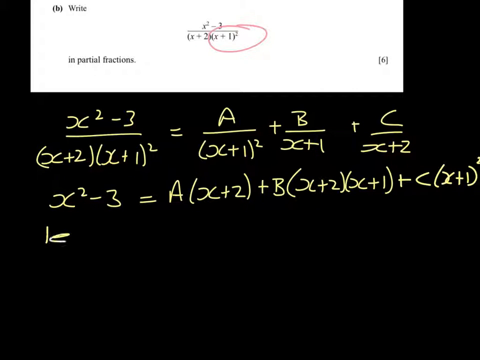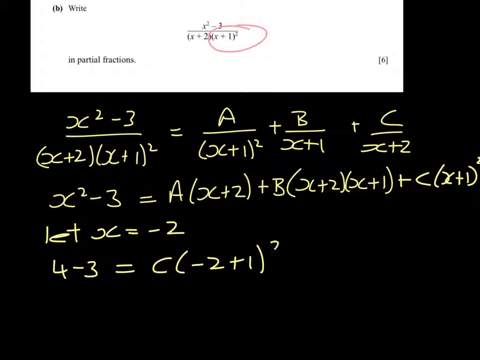I'm going to let x equal minus 2 first of all. Minus 2 squared is 4. Minus 2 plus 2 is 0, so the a's disappear. Minus 2 plus 2 is 0, so the b's disappear, and that leaves me with c times minus 2 plus 1 all squared. So 1 equals c times minus 1 squared, so c will equal 1.